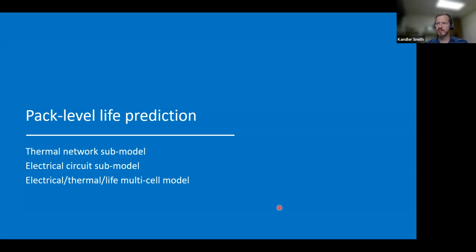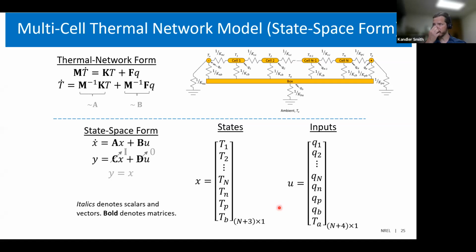So our life prediction model is composed of three different submodels: a thermal network model, an electrical circuit submodel to represent the charge discharge behavior of a single cell, and then those two are coupled together with the multi-cell model or life model. To make all this run quickly enough, we express the thermal model in a thermal network form here. And depending upon what your cell configuration is, you might need to redraw this circuit model, this heat transfer model.